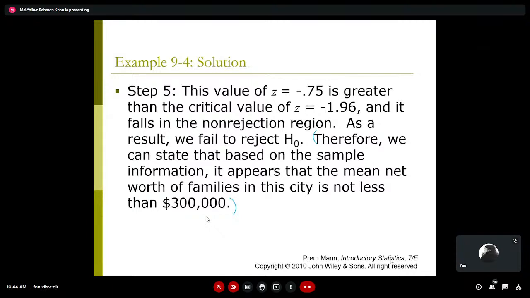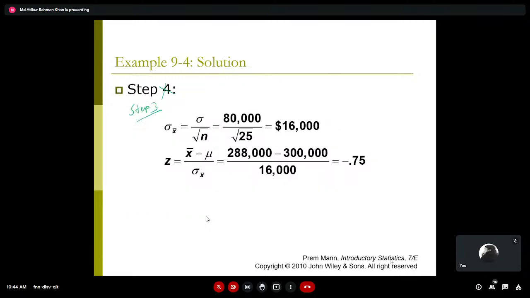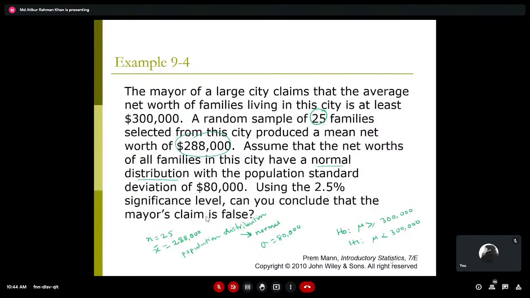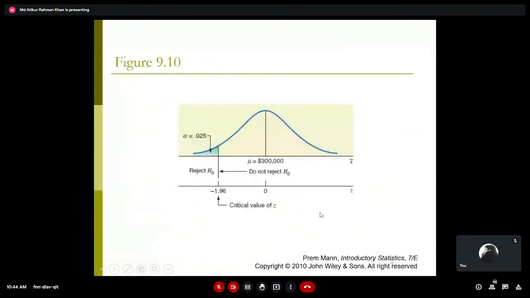Why did they write it in that way? That is because of that assumption. Can you conclude that the mayor's claim is false? False means greater than or equal to 300,000, the opposite of that. That is why it is written in this way.